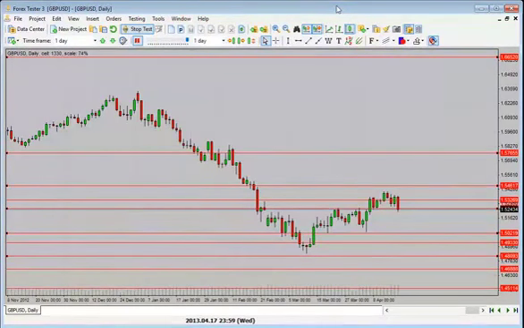So the strategy that we have been following has been based on daily candlesticks. What I have here is a chart. I'm using Forex Tester for our backtesting sessions.